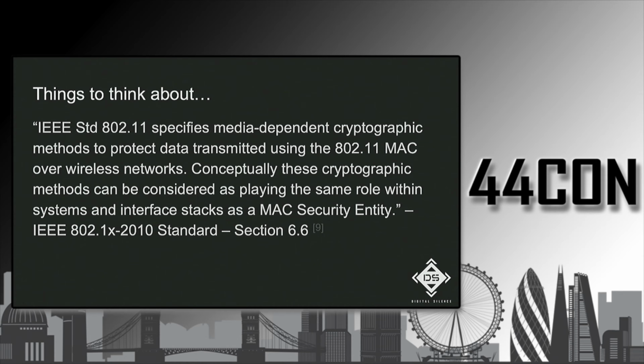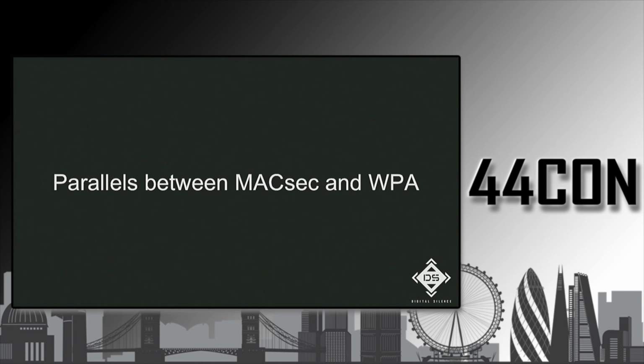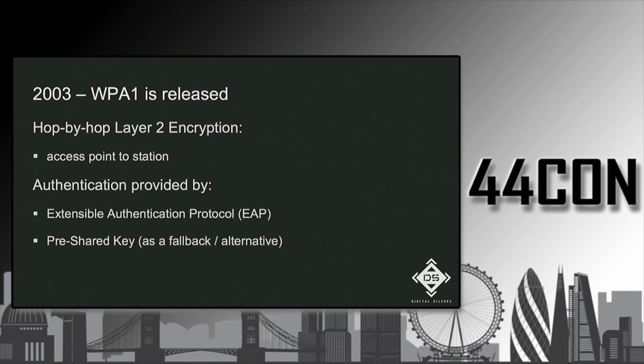What stuck out at me is they must probably be talking about WPA. And indeed, there are parallels between MACsec and WPA, although perhaps not the ones that they were intending to allude to. When you think about WPA, it came out in 2003. That's when you had WPA 1. It also provided hop-by-hop layer 2 encryption from the access point to the base station, being whatever device you're connected to the wireless network. It was also providing authentication, using either EAP or pre-shared key as a fallback or alternative.